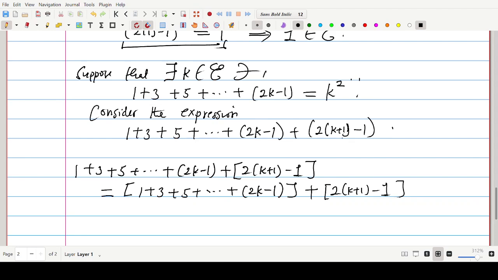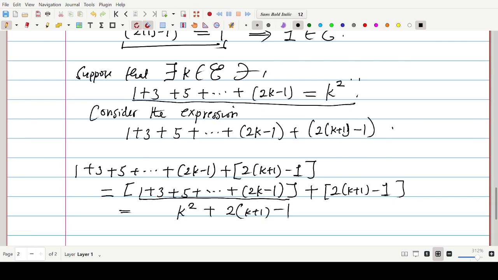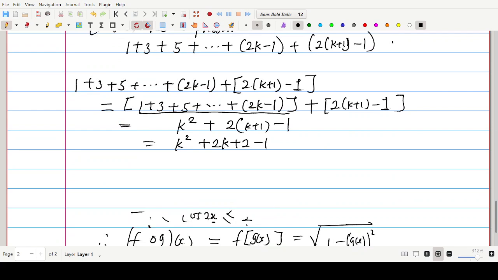Now, from the induction hypothesis, this expression here is equal to k squared. Can you see that here? Look at it here. K squared. So I can come here and write this is equal to k squared plus 2 bracket k plus 1 minus 1. So on expansion, we have k squared plus 2k plus 2 minus 1, all right?